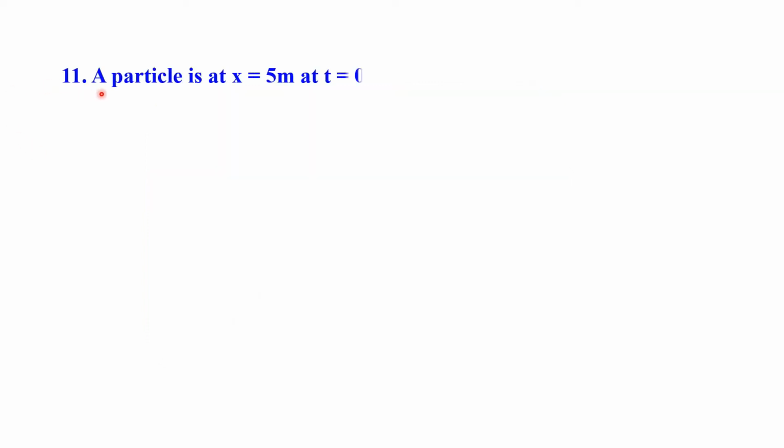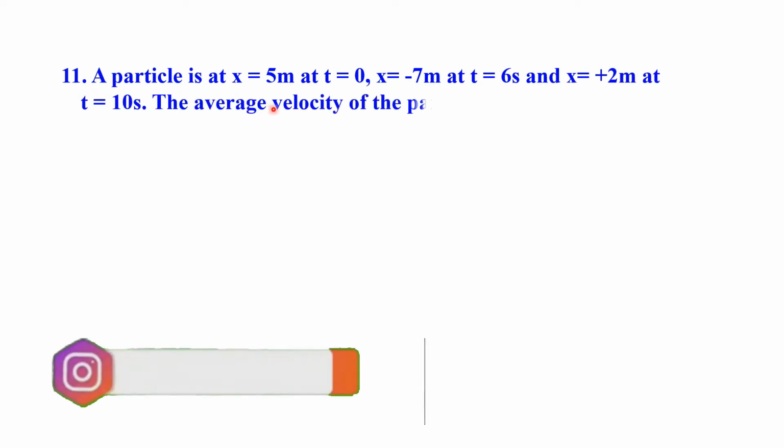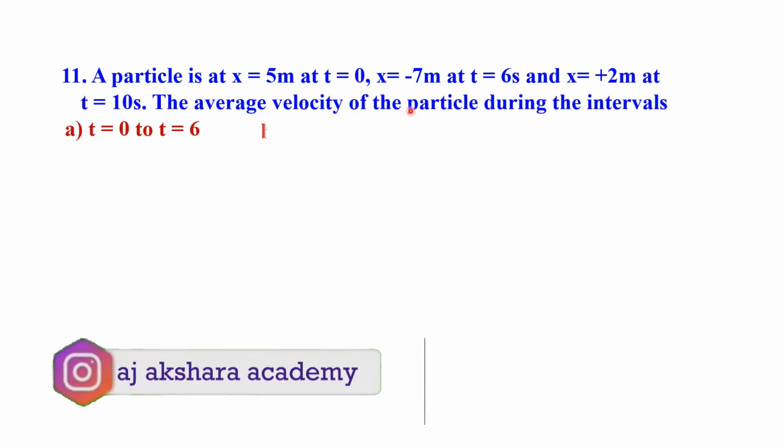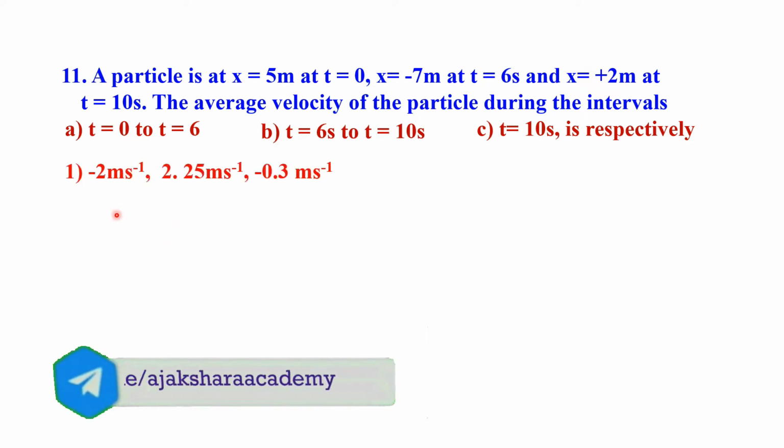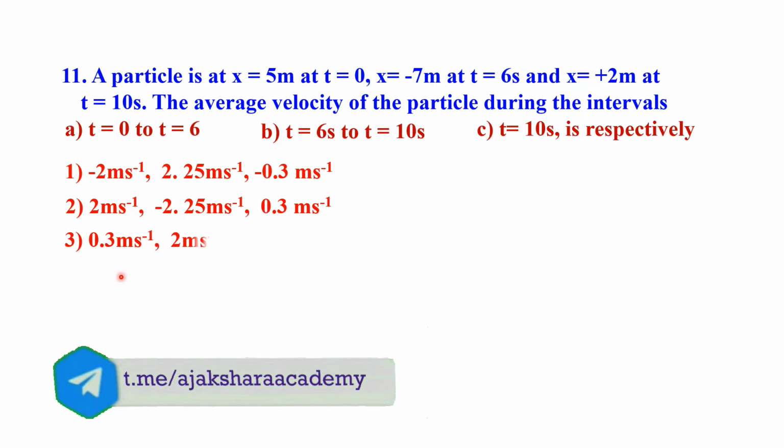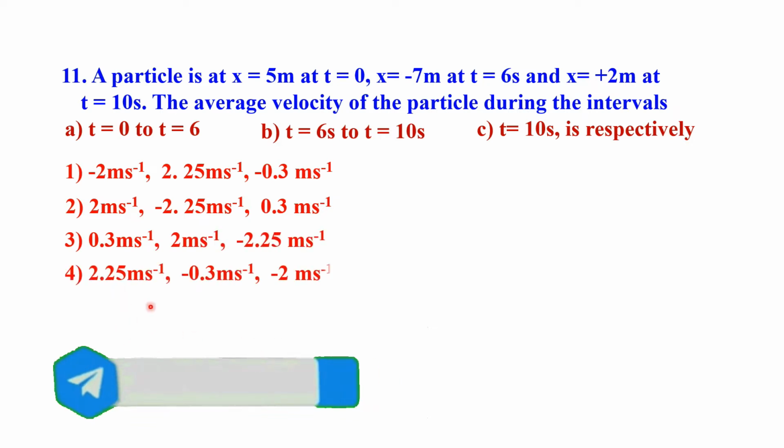First one: a particle is at x equals 5 meters at t equals 0, x equals minus 7 meters at t equals 6 seconds, and x equals 2 meters at t equals 10 seconds. We have to calculate the average velocity of the particle during the intervals t equals 0 to 6, t equals 6 to 10 seconds, and at t equals 10 seconds. Options are the first, second, third and fourth options. In these options, which one is correct? Let us go to the solution.